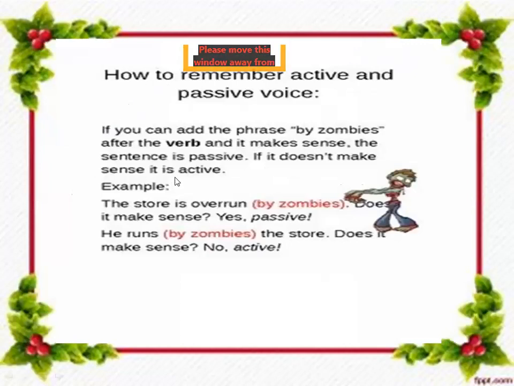Come here at this slide. How to remember active and passive voice. If you can add the phrase by zombies after the verb and it makes sense, the sentence is in passive, means that again they are going to tell you how you should recognize passive voice. Obviously when there is a preposition by before the subject, it means it is passive voice. If it does not make sense, it is active.